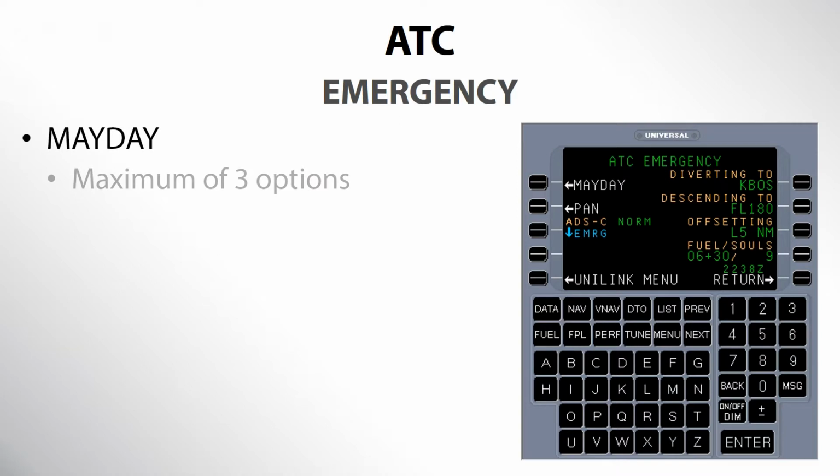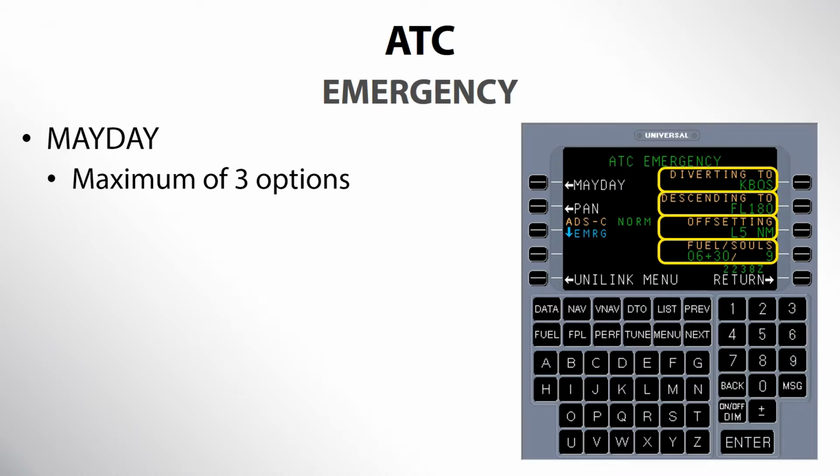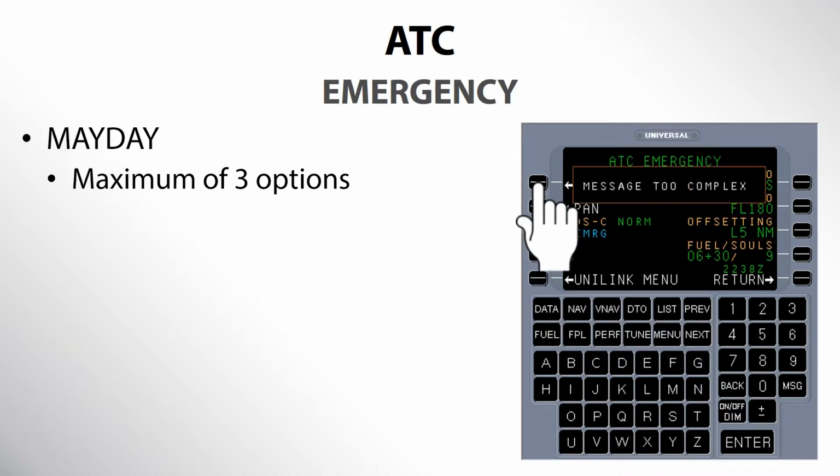For Mayday messages, select a maximum of 3 of the following options: Diverting To, Descending To, Offsetting, Fuels and Souls on board. Souls must be filled in for this field to be valid. And free text, which is available on the ATC review page. Selecting more than 3 of the listed optional fields along with Mayday will result in a Message Too Complex banner being displayed when you try to send the Mayday.